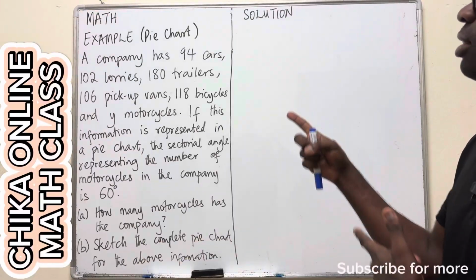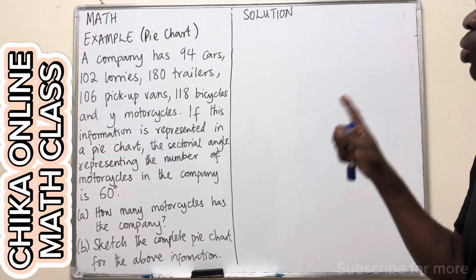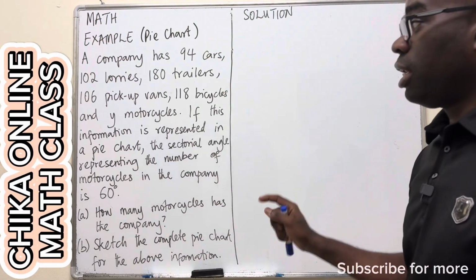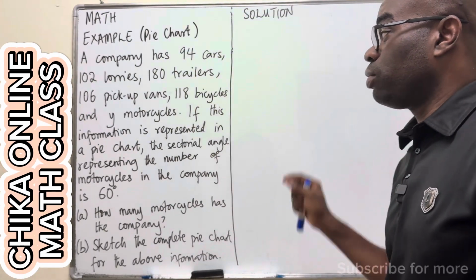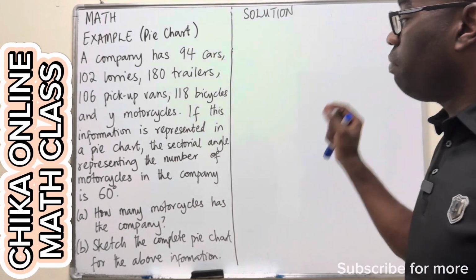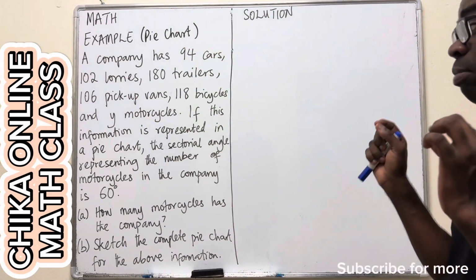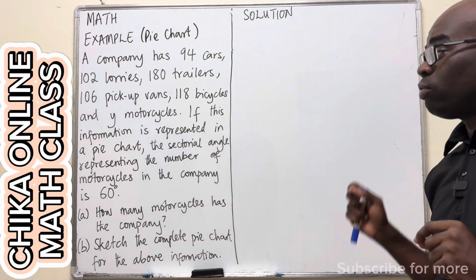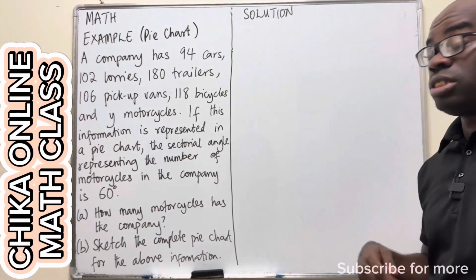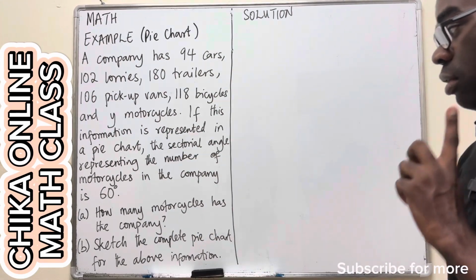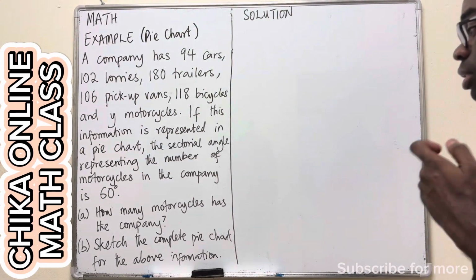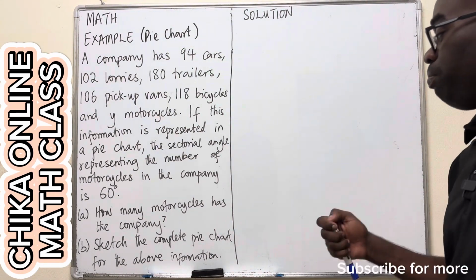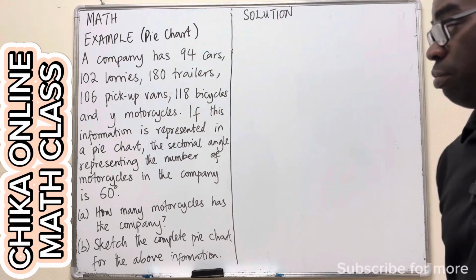A company has 94 cars, 102 lorries, 180 trailers, 106 pickup vans, 118 bicycles, and Y motorcycles. If this information is represented in a pie chart, the sectorial angle representing the number of motorcycles in the company is 60 degrees. The first question says, how many motorcycles has the company? The second question says, sketch the complete pie chart for the above information.